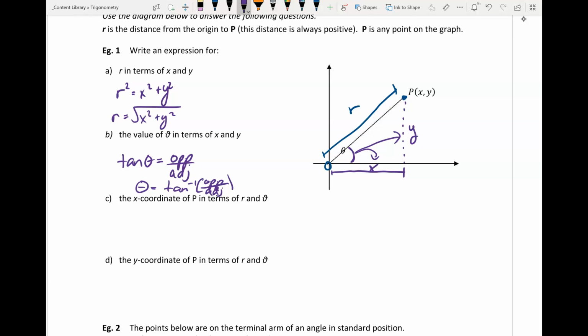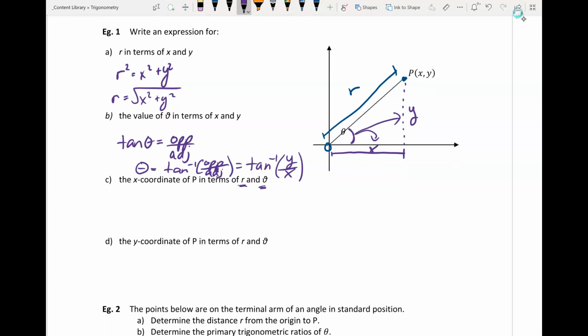And that's how we define our angle. But it did say express in terms of x and y. So opposite is y in this case, and adjacent is x. And the next question, we're looking for the x coordinate of P in terms of r and theta.